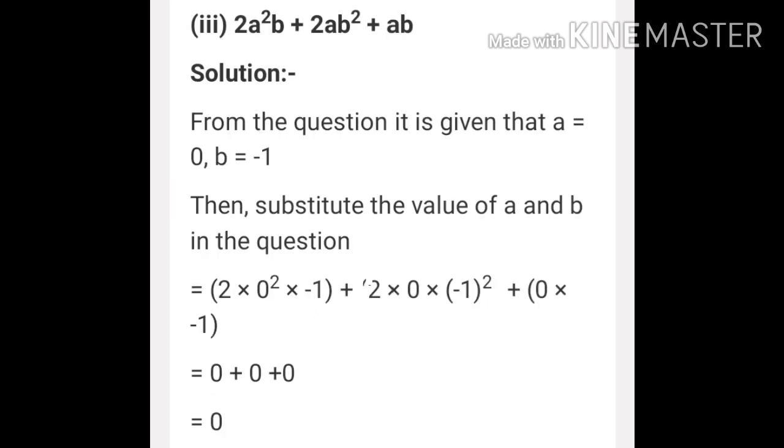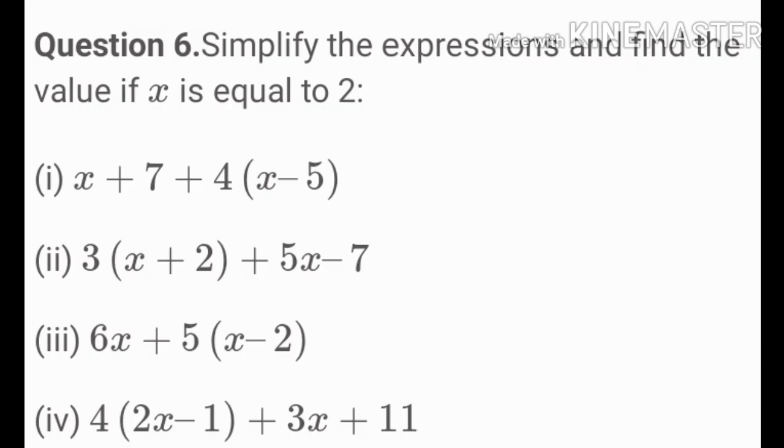Next part, 2A square B plus 2B square plus AB. Value of A in the question is given as 0 and B is equal to minus 1. Let us substitute the value of A and B in the question. 2 into 0 square into minus 1 plus 2 into 0 into minus 1 square plus 0 into minus 1. Anything which is multiplied by 0 will definitely result in 0. So all terms will end up in 0 and the answer will be 0.